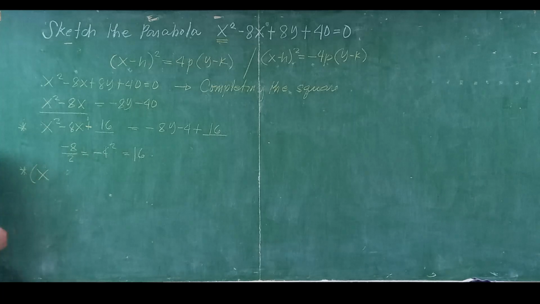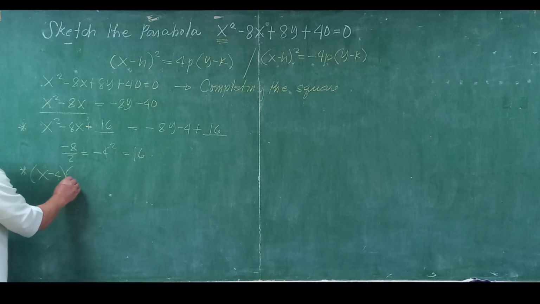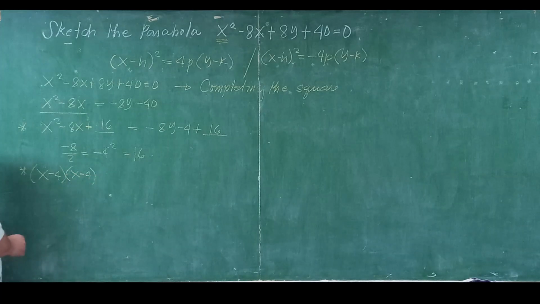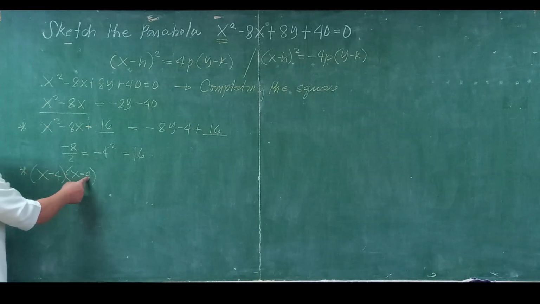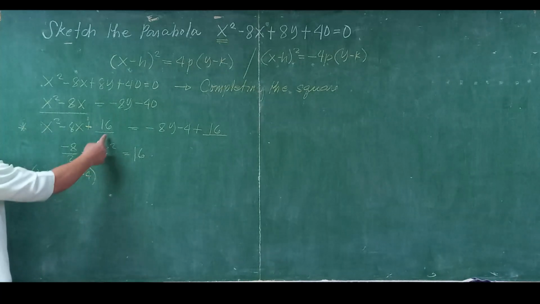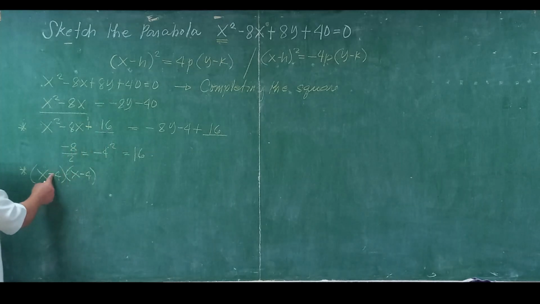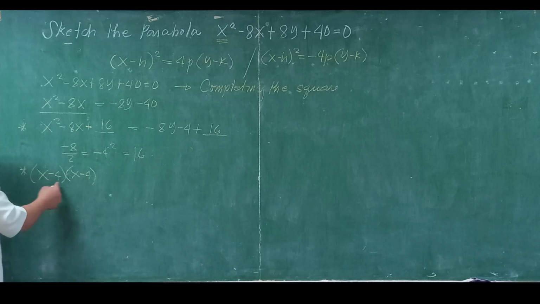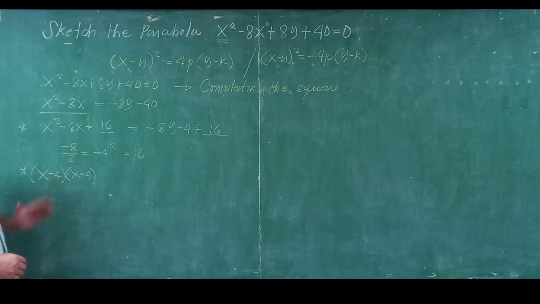The binomial factors are x minus 4 multiplied by x minus 4. Notice that when we multiply, it will give you this one. Negative 4 multiplied by negative 4 is the same as positive 16. Multiplying negative 4x and negative 4x, if we add them, it will give you negative 8x.